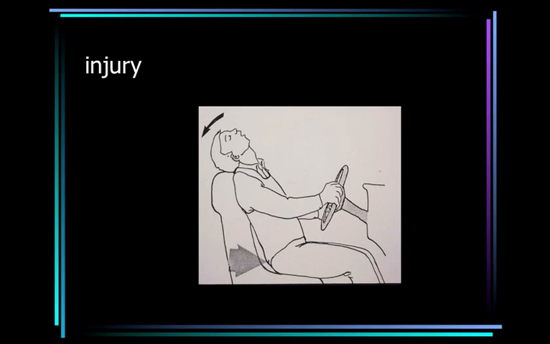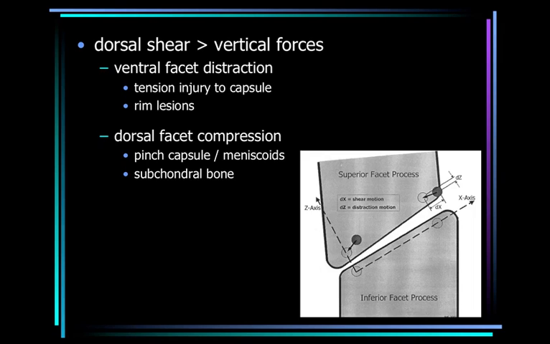Now, what about injury? One of the most common things we see when we're treating cervical spines are people that have suffered a WAD type of injury. We know that the dorsal shear forces are greater than the vertical shear forces at the time of injury. If you look at the ventral aspect of the facet, you will get distraction type forces and tension injuries to the capsule, and in this anterior aspect is also where you will get rim lesions. Dorsally will be more of a compression force and pinching of the capsule and meniscoid structures posteriorly, and you also here will get some of your subchondral bone injuries.